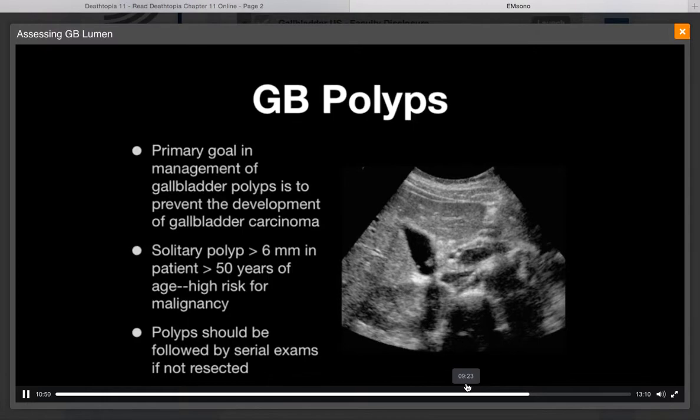The natural history of small polyps less than 6 millimeters in size suggests that they can be confidently monitored with serial imaging. But here you can see on this transverse scan, in the non-dependent part of the gallbladder, you have two echogenic foci without posterior shadowing. These are non-mobile, and these represented two gallbladder polyps.